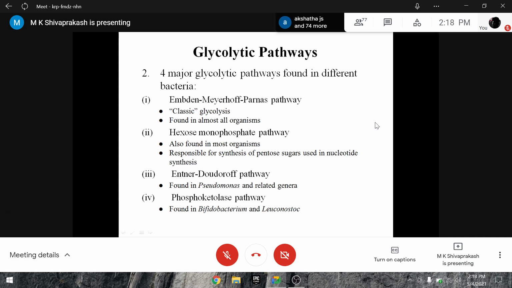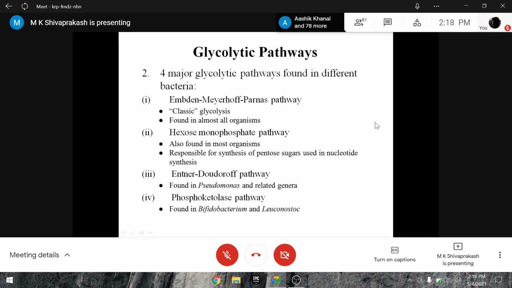So this glycolytic pathway, the EMP pathway, is found in all organisms, both aerobes and anaerobes. Alternately, other pathways are found in specific microorganisms. Of course, the hexose monophosphate pathway or pentose phosphate pathway is found in all organisms, aerobes and anaerobes, because the pentose sugars that are produced are involved in the biosynthesis of nucleic acids.